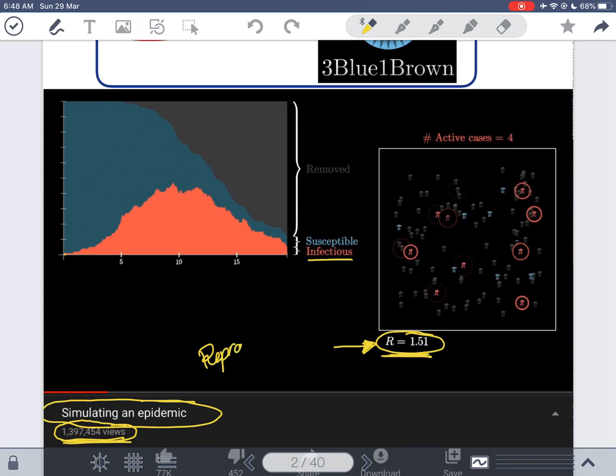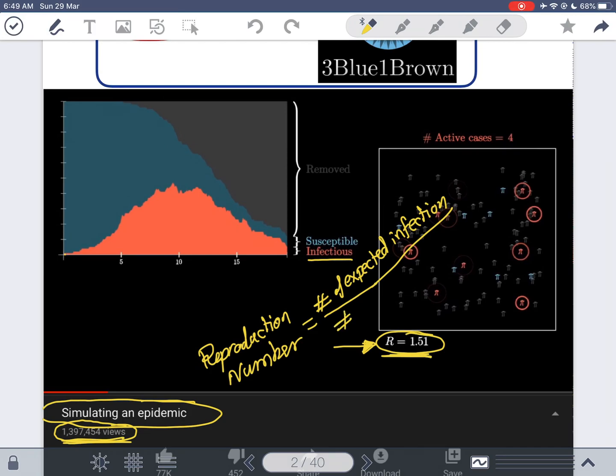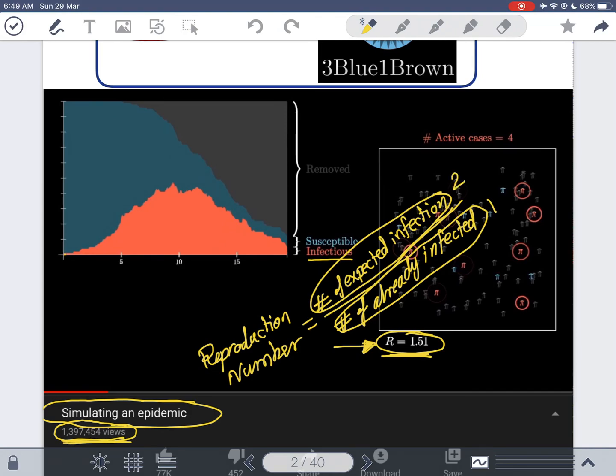So let's just write it, reproduction number. And this one is the ratio between two things: the number of expected infections by a person divided by the number of people that are already infected. Okay, so if you take this ratio, for example, if someone infected one person, and then we are expecting that they will infect two more people, so you will do 2 over 1, which is 2. Okay, that's how it's calculated. Of course, the numbers could be anything.